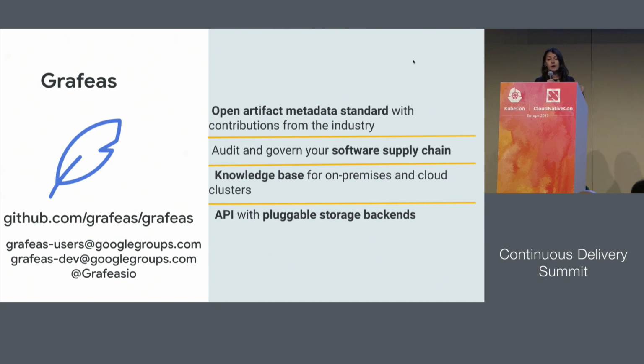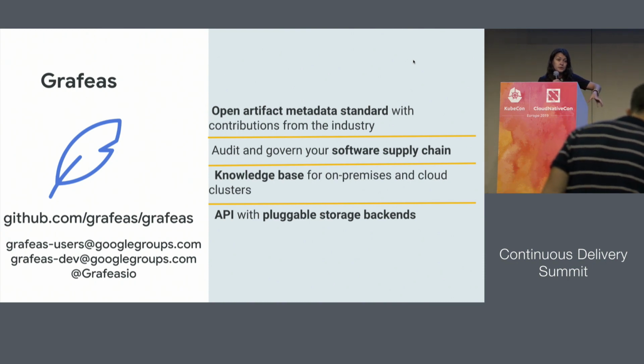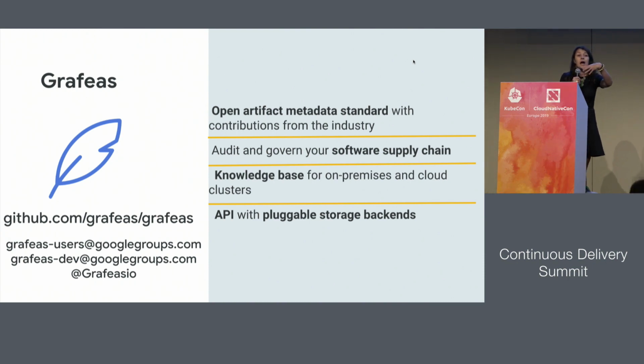So if you have on-premises and cloud clusters, it's meant to support both. And it's an API with pluggable storage backends. I didn't go into examples of this, but you'll see in a moment how it doesn't really matter what storage backs Grafeas. We have implementations against Postgres and Spanner and so on, and it just works. It's a universal metadata API.